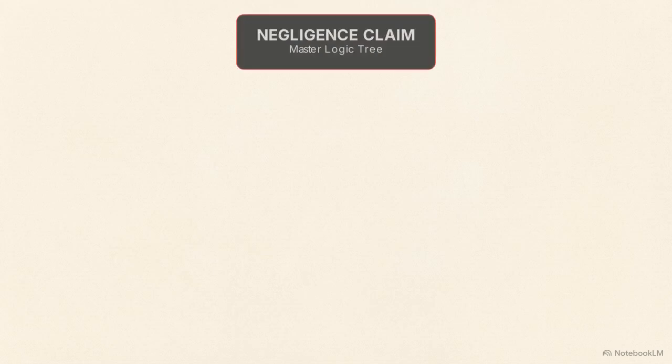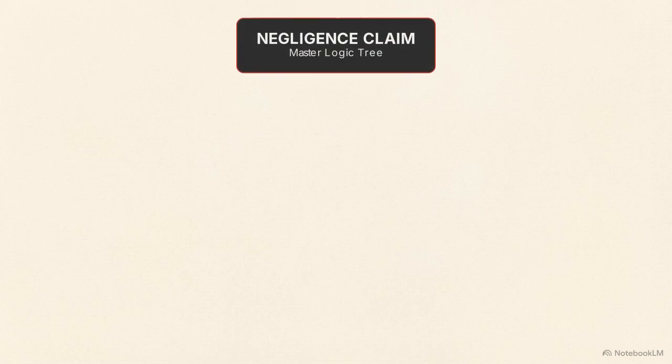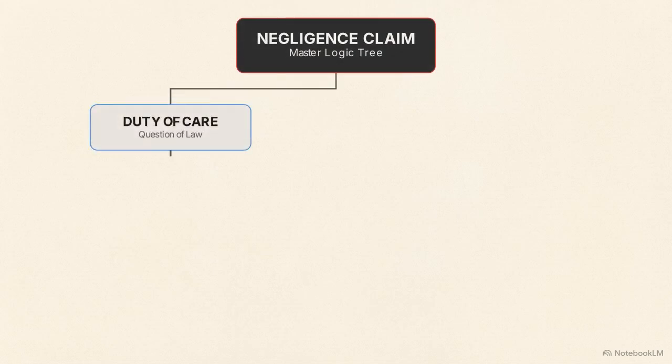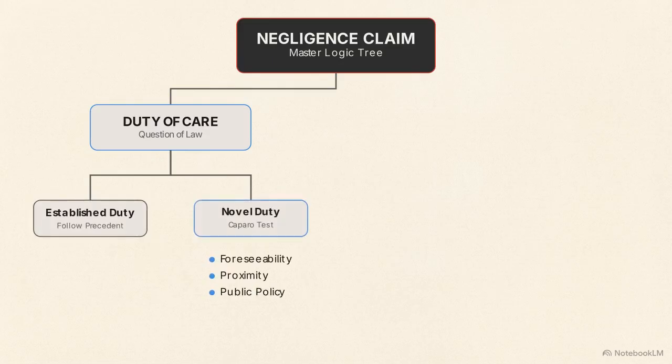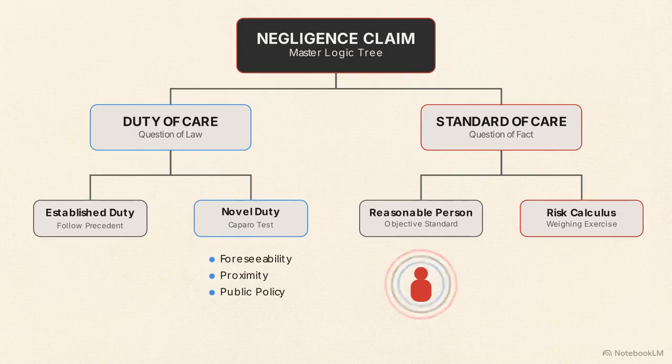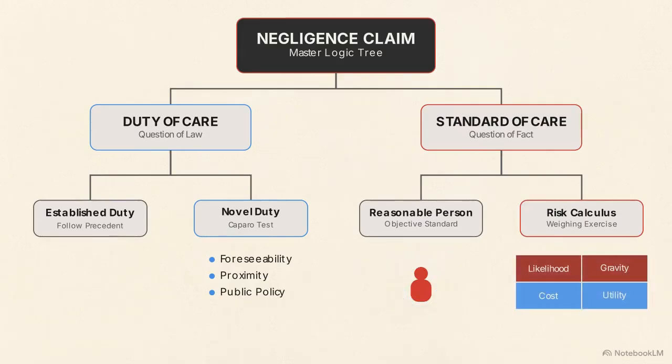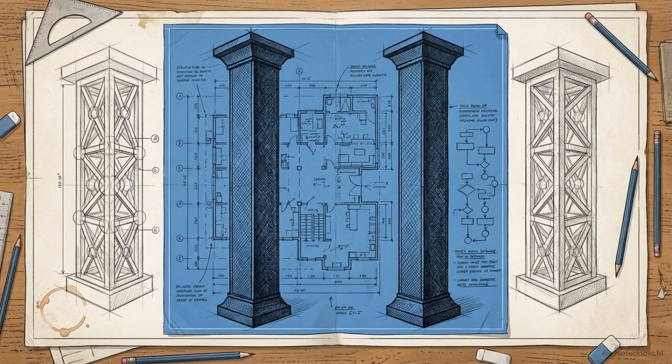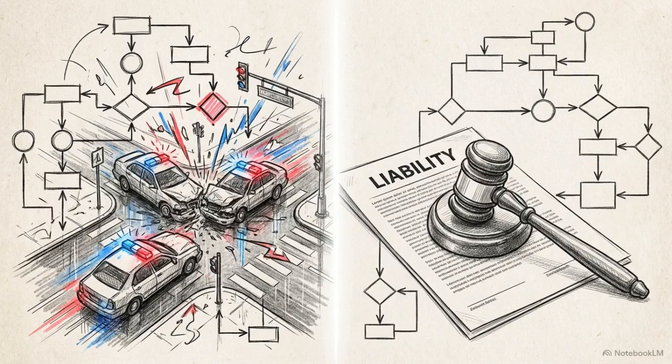A negligence claim is an exercise in structural discipline. First, filter facts through the duty of care. State the precedent or apply the Caparo Test. Second, apply the standard of care. Strip away personal traits and weigh precautions against likelihood and gravity of harm. Even after proving a breach, the analysis isn't over. A claimant must still navigate the hurdles of causation and defenses. Mastering this derivation is the only way to transform real-world accidents into authoritative legal conclusions.